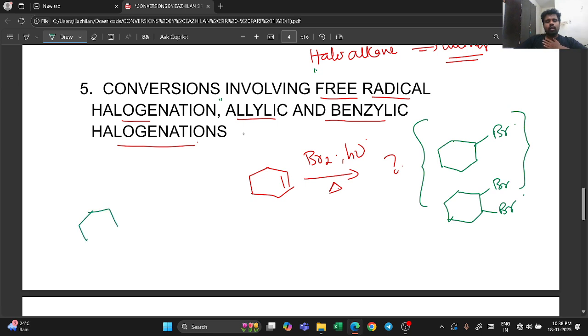Sometimes we enquire reactions like this involving toluene. So toluene, like bromine in the presence of UV light, or they may be giving you sunlight condition, and they might be asking what is the transformation happening. All these things involve allylic and benzylic halogenation. This is a benzylic halogenation based reaction.